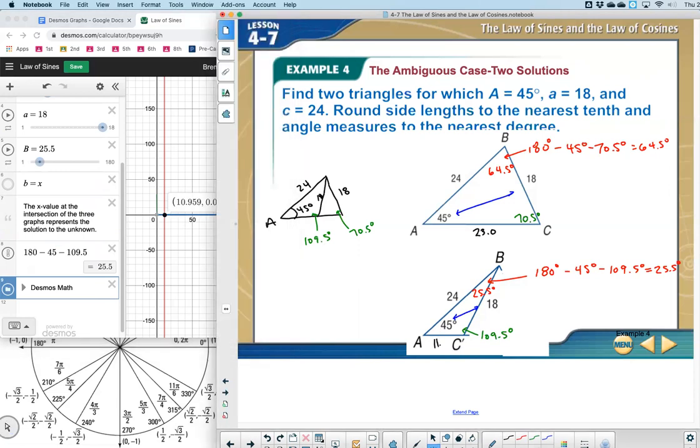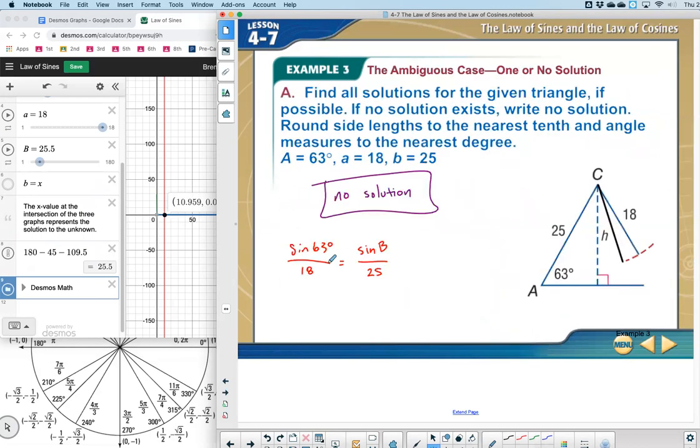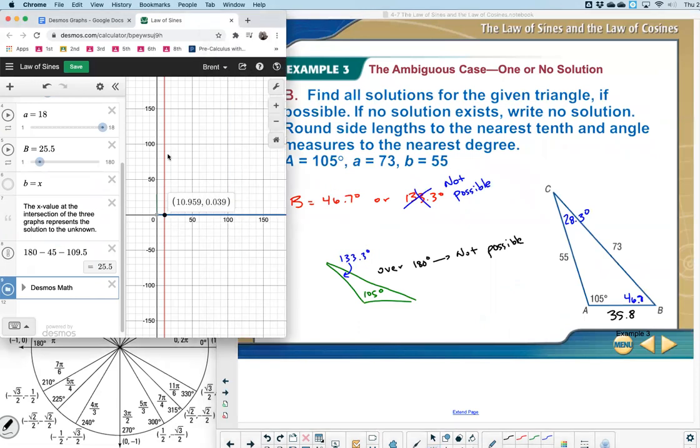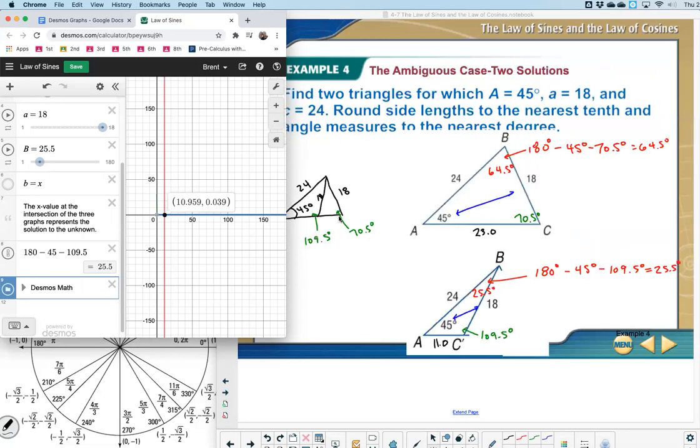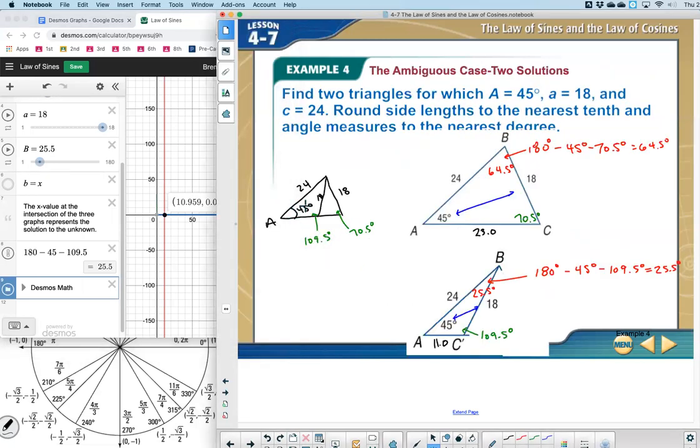So we came out with some pretty clean numbers there for the side lengths. And that's how you would solve it if it has more than one solution. So in a summary here, between example 3 and example 4, you have no solution if you do not see any vertical lines. You have one solution if when you look at it, you only see one line, or if you see multiple lines, but the other angles, the other intersections add up to be more than 180 degrees. So this one was only 1 because that was over 180. This one was 2 because both these two angles added, whether you did 45 plus 109 or 45 plus 70.5, you still are less than 180.